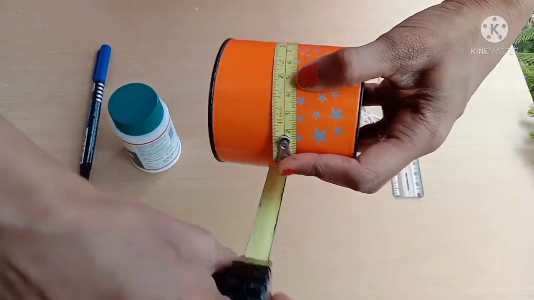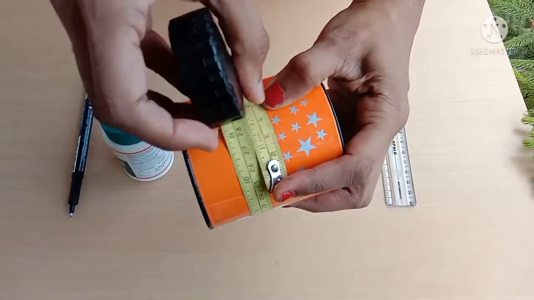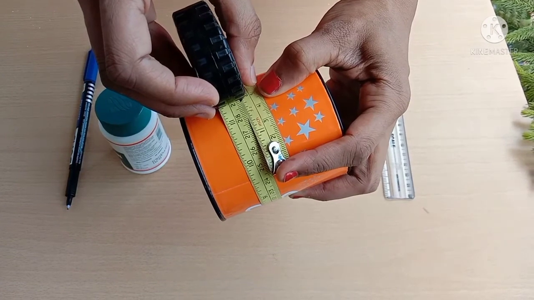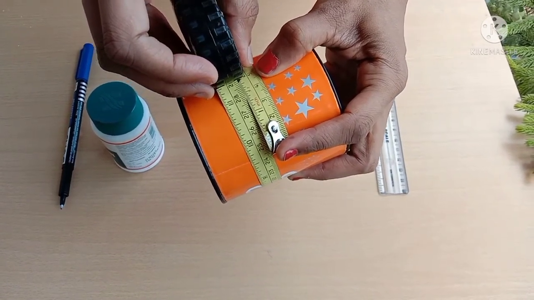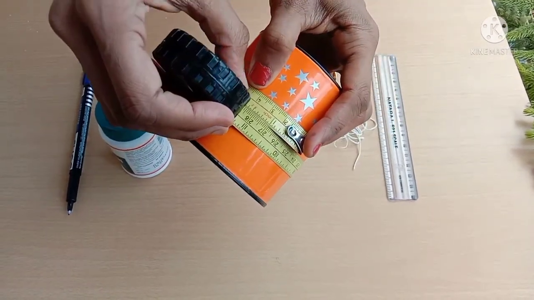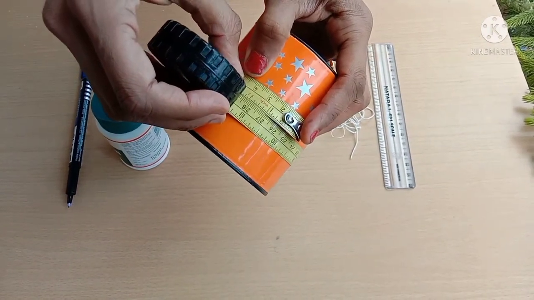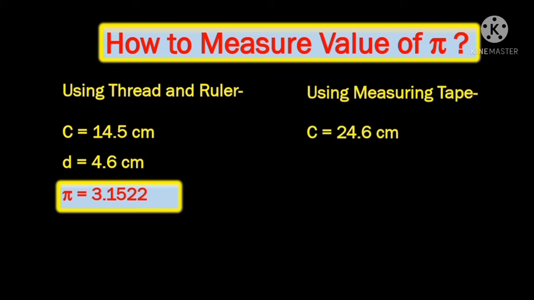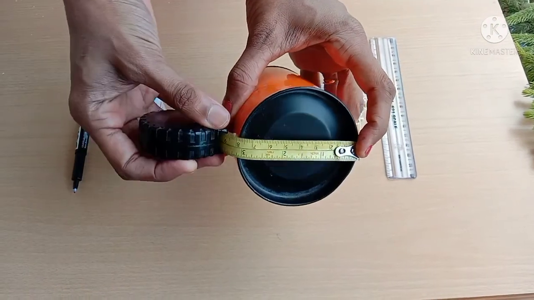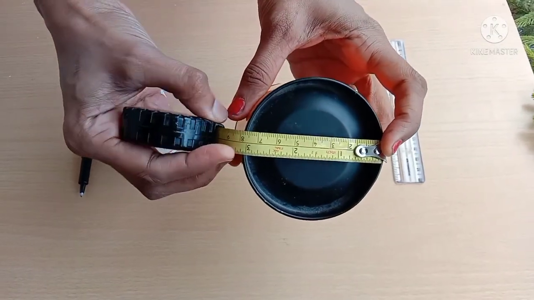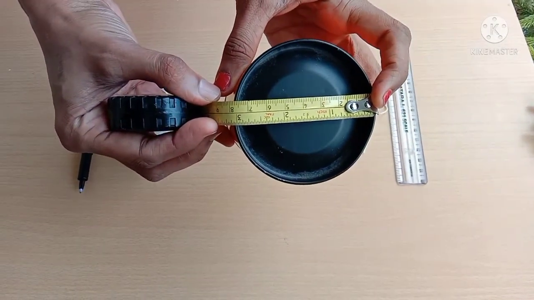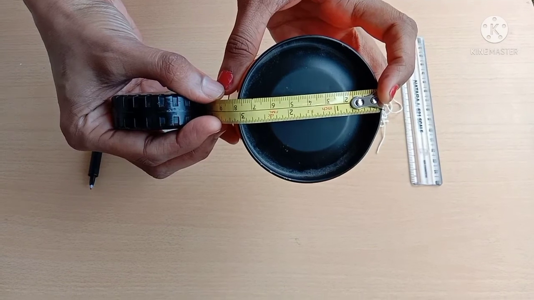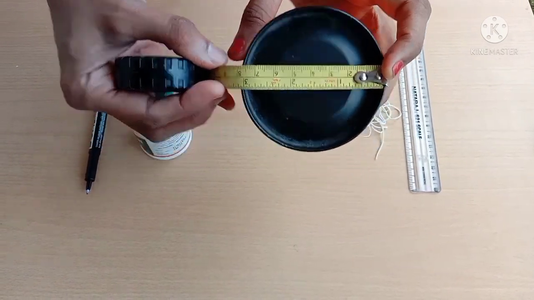Friends, you can do the second method in case you have a measuring tape. Now, instead of winding the thread, we are going to wind the measuring tape around the circular object till we complete exactly one round and note down the observation. This will be the circumference of the circular section. So, the reading for the circumference was 24.6 centimeters. Next, bring the measuring tape roughly around the middle area of the circular section and note down your observation.